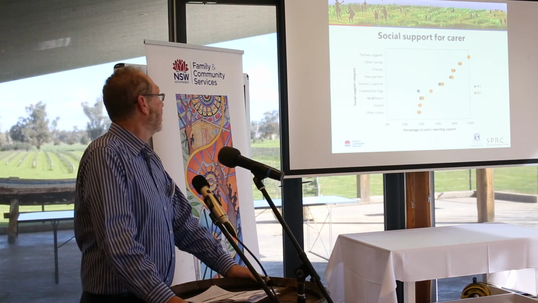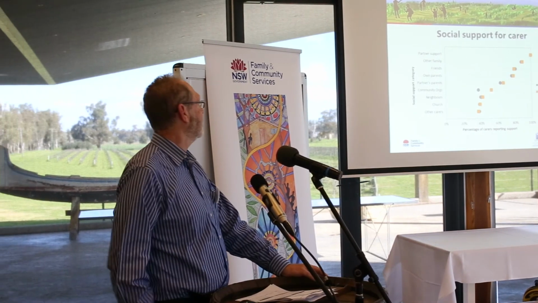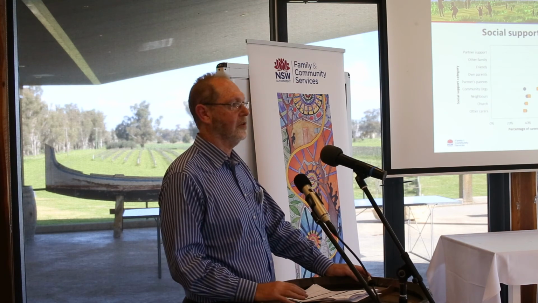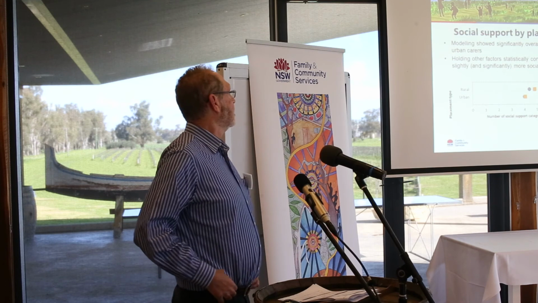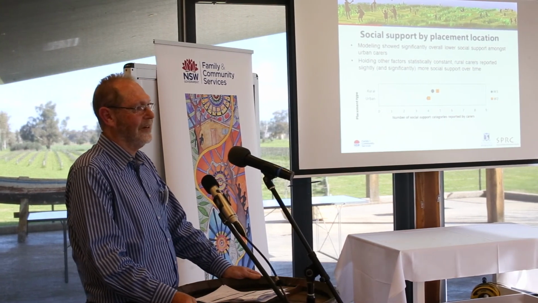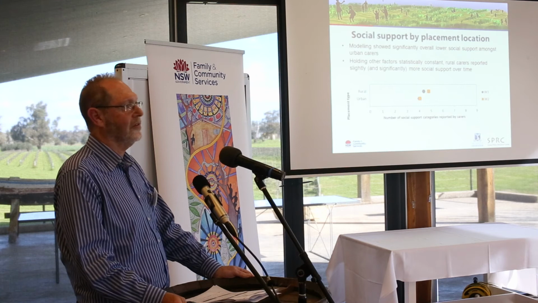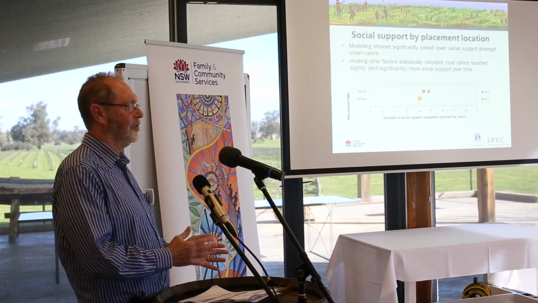So moving on to social support for the carer. This is both foster and kinship carers, and there's very little difference between the two waves except for community organizations, where they are able to access more support as the child progresses through care. And interestingly enough, there's less social support for urban carers than for rural or non-urban carers. And again, that increases slightly. So rural carers have less formal support, but they have more informal support.